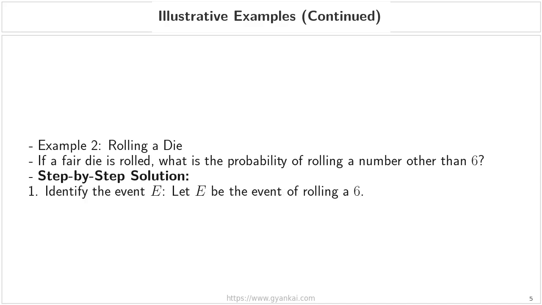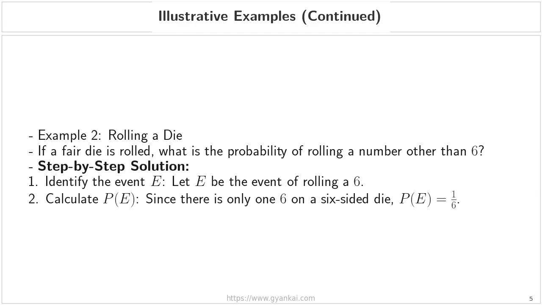First, we need to identify our event, which we'll call E in this case. Let's define event E as the specific outcome of rolling a 6. Next, we calculate the probability of that event occurring, written as P of E. Since a standard die has 6 sides and only one of those sides is a 6, the probability of E is 1 over 6.